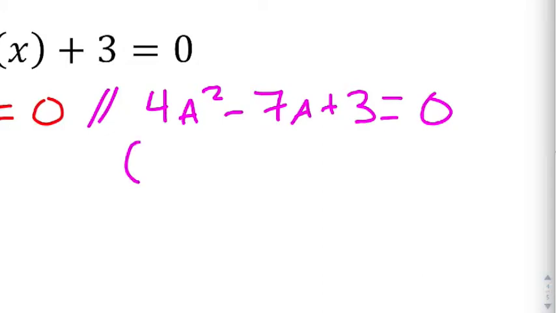Let's see. Okay, well, I know the last 2 numbers have to multiply to make 3. So I'm going to take a stab and say that's going to be 3 and 1, because it's a prime number and that's the only thing it can be. My first 2 numbers have to multiply to make 4.